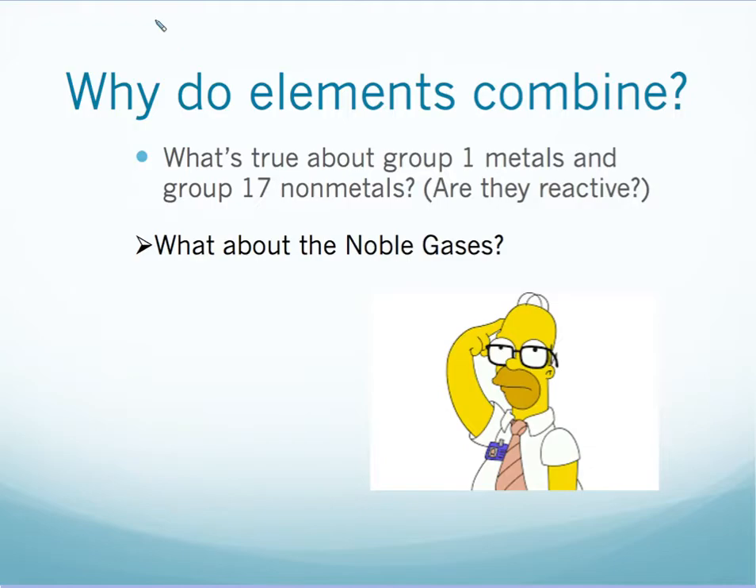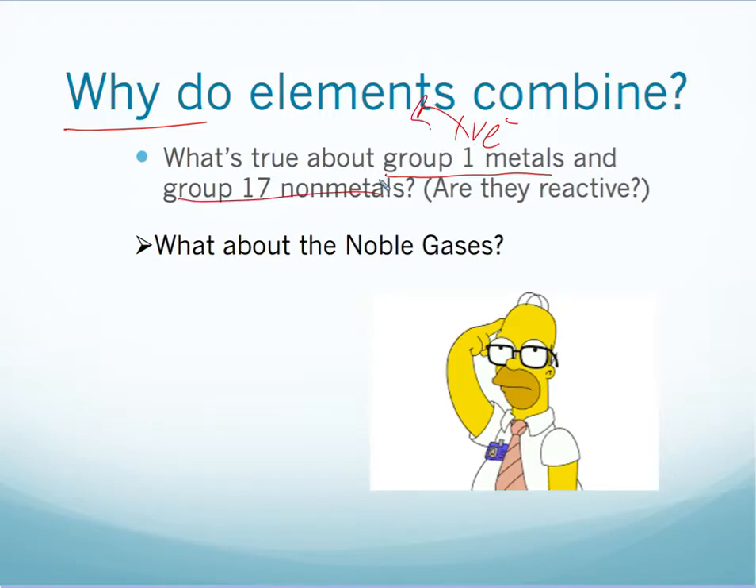So the next question is, compounds form when elements combine. So why do elements combine? And to answer this, we need to think back. What do you know about group 1 metals? Are they reactive, yes or no? If you remember, group 1 metals have 1 valence electron, and they want to have 0. So they're going to get rid of this, so yes, they're very reactive.